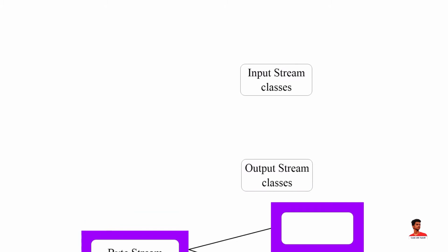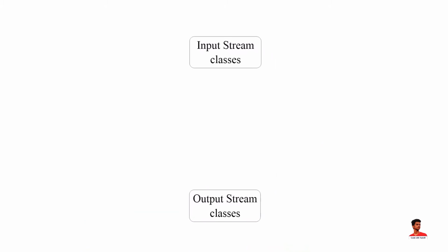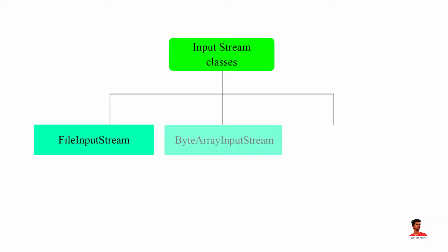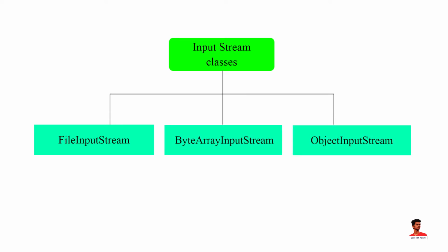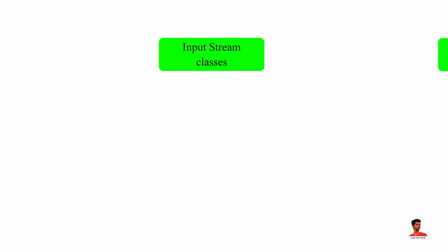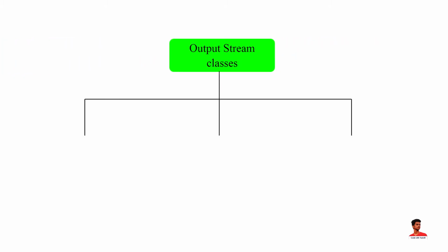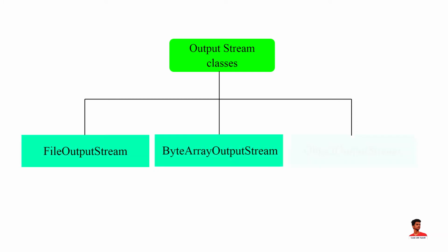In order to use the functionality of InputStream, we can use its subclasses: FileInputStream, ByteArrayInputStream, ObjectInputStream. In order to use the functionality of OutputStream, we can use its subclasses: FileOutputStream, ByteArrayOutputStream, ObjectOutputStream.